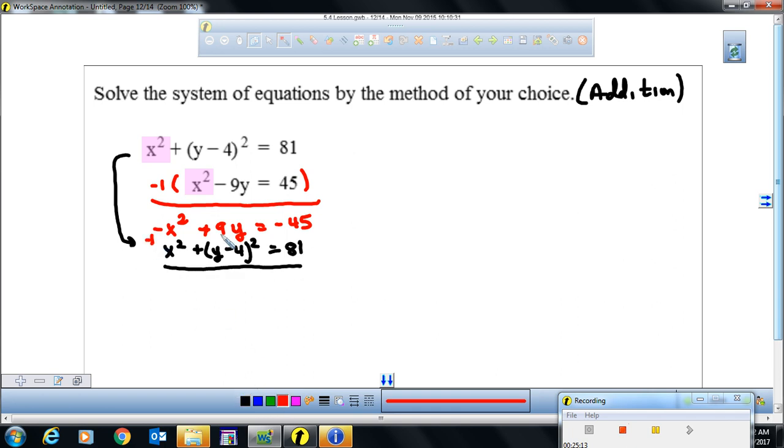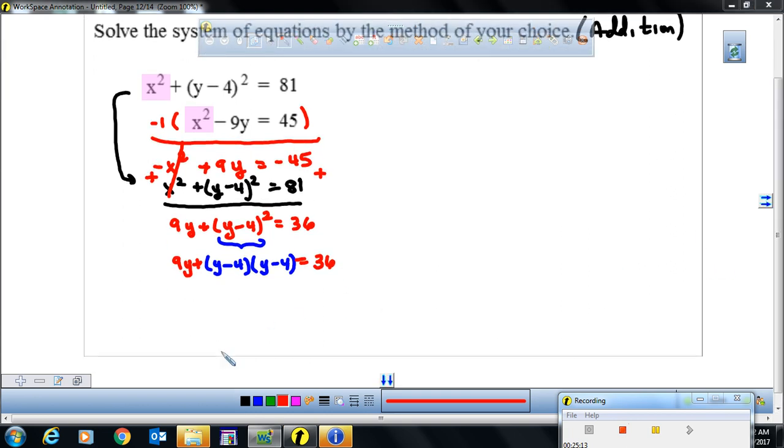So when I add them, the x squares cancel. 9y plus (y minus 4) squared, those two cannot be combined, so we need to write them like this: 9y plus (y minus 4) squared, and that is equal to negative 45 plus 81, which is 36. Then we did this already. Remember, (y minus 4) squared means that you're going to multiply y minus 4 by itself, and then add it to the 9y, and that is going to equal 36.